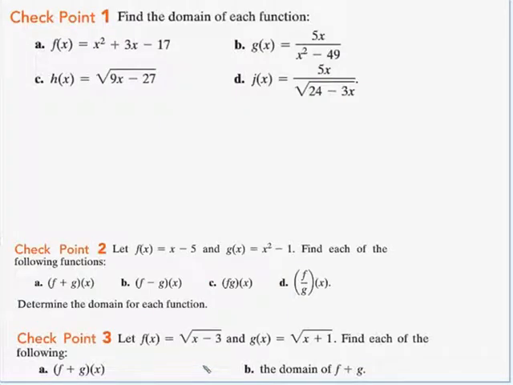All right, some practice problems for you. Pause the video and then try them out and then fire it back up and see if you got them right.